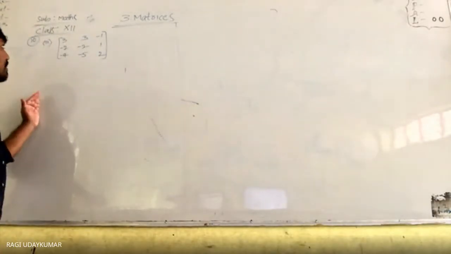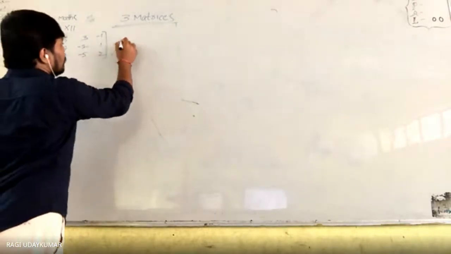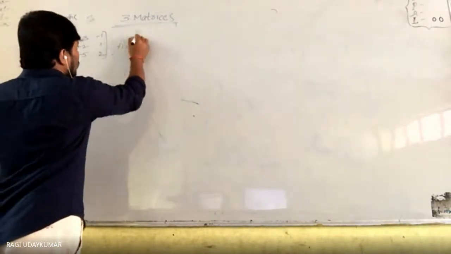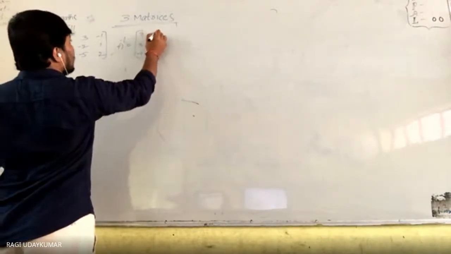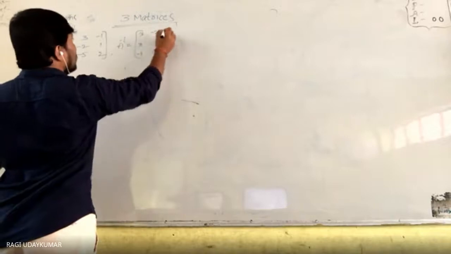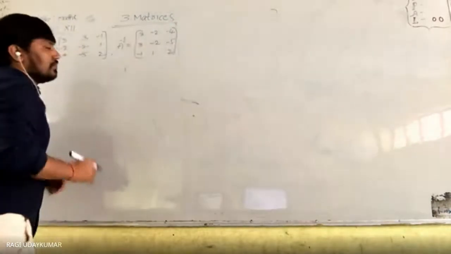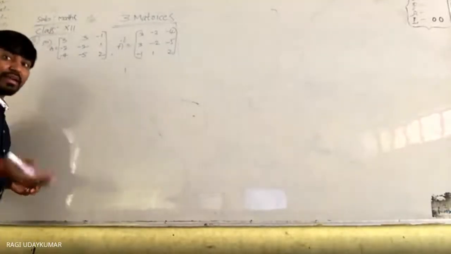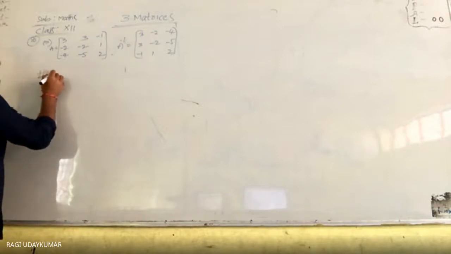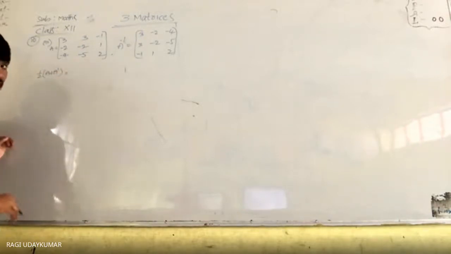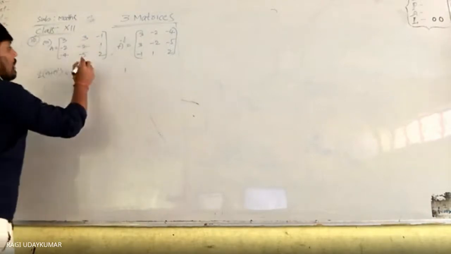So now, here this matrix A, let us consider. Find A transpose. So what do you get? 3 3 minus 1, minus 2 minus 2 1, minus 4 minus 5 2. Okay? And if you want a symmetric matrix, half of A plus A transpose will become the symmetric matrix. So half of A plus A transpose, add these two.